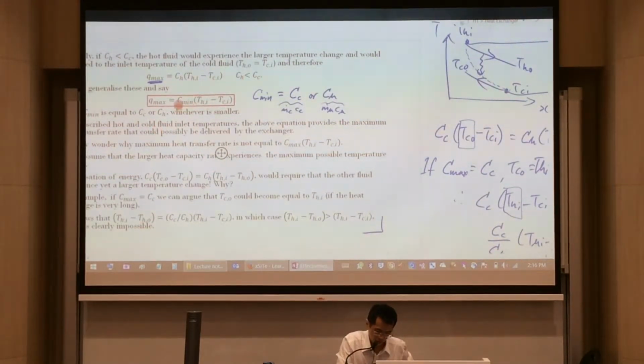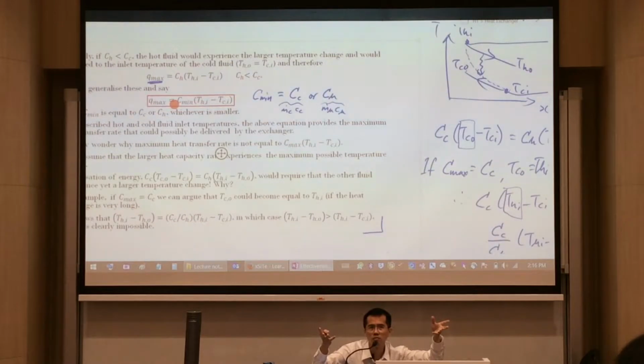So that is your C min. And the other term that you can see over there is the difference in the temperature, and I want you to have a close look at it. That's THI minus TCI, the hot water inlet and the cold water inlet. These two numbers must give the largest temperature difference in your entire heat exchanger.